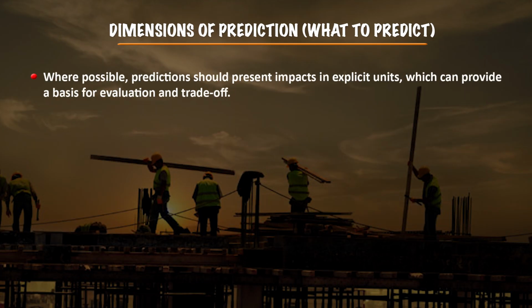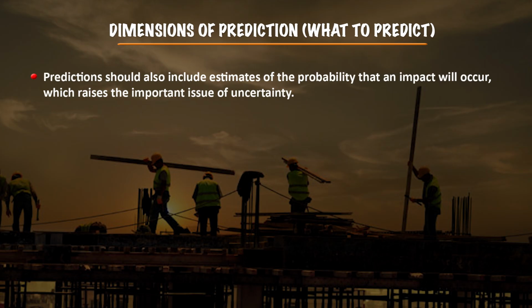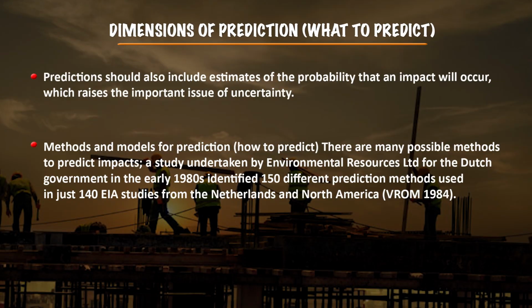Wherever possible, predictions should present impacts in explicit units that can provide a basis for evaluation and trade-off. Quantification allows predicted impacts to be assessed against various local, national and international standards. The prediction should also include estimates of the probability that an impact will occur, which raises the important issue of uncertainty. Next, methods and models for prediction, that is, how to predict.